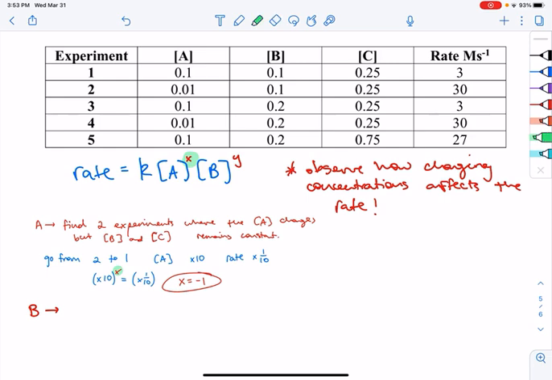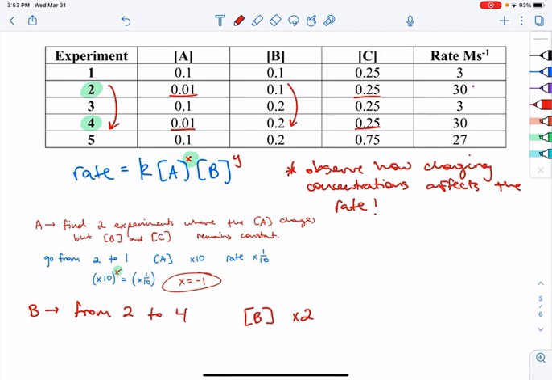For B, we're going to do experiment 2 and experiment 4. Notice we're going to go from 2 to 4. It doesn't matter which way you go. You can go 4 to 2, 2 to 4, whatever. You don't necessarily even have to pick 2 to 4. But you'll notice that A stays the same, C stays the same, right? Going from 2 to 4, look at how the concentration of B changes. So the concentration of B does what? It doubles, right, by a factor of 2, so times 2.